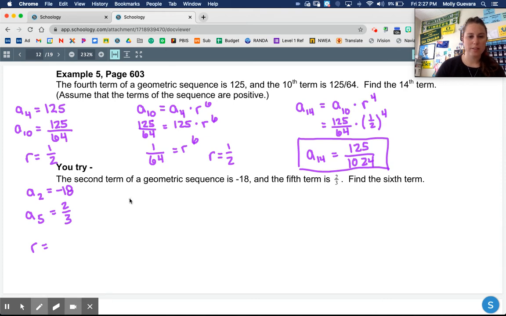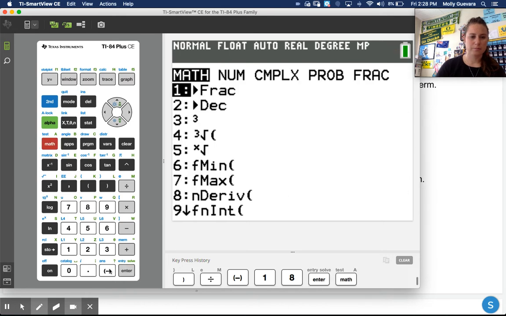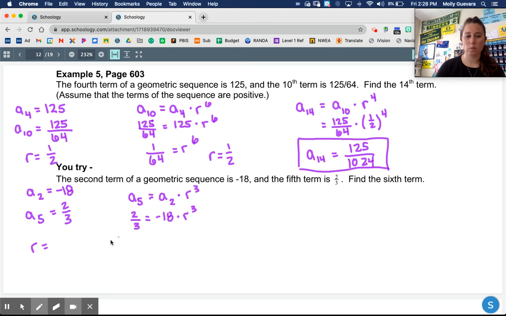Okay, so hopefully you gave this a shot. So we know that the fifth term is going to be equal to the second term times r to the third. Okay, and I can plug these in. So 2/3 is equal to negative 18 times r to the third. Well, if I do that on my calculator, right, 2/3, it's its own fraction, I'm putting it in parentheses, divided by negative 18. Turn it into a fraction, I get negative 1 over 27. So negative 1 over 27 equals r to the third.